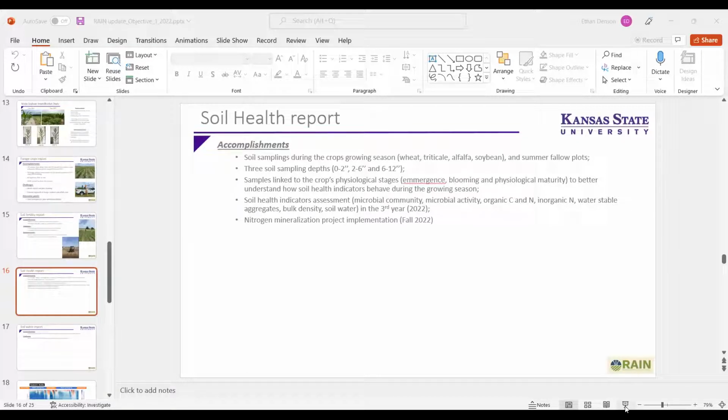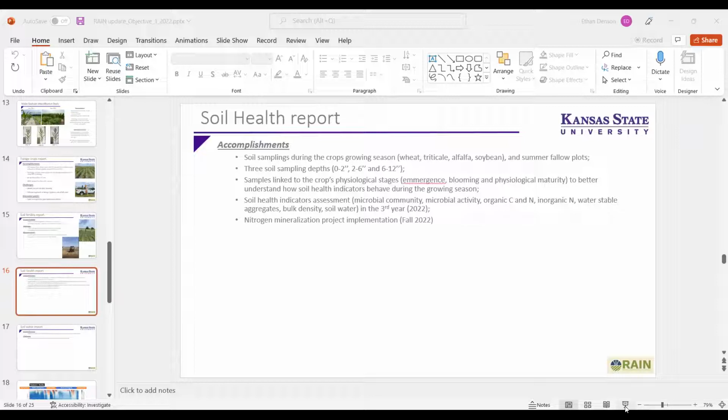I already did samples from the wheat. I am doing them now for the soybeans, and I will do one more wheat season, and also in the summer fallow plots. I am assessing soil depths of 0 to 2 inches, 2 to 6, and 6 to 12. Those samples are linked with crop physiological stages: emergence, blooming, and physiological maturity. This is to better understand how the soil health indicators behave during the growing seasons on different crops and in the summer fallow plots.